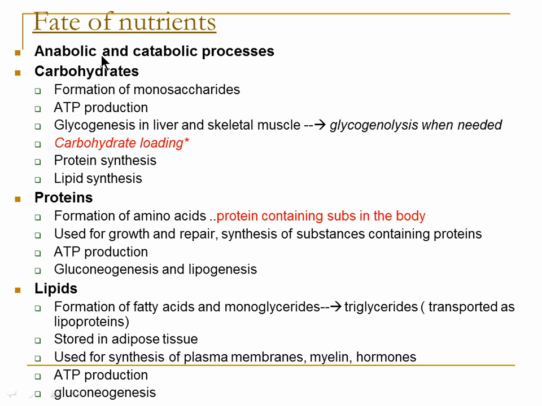So there are processes in the body which are breakdown processes and processes which are building processes. The word anabolic means to make something or synthesis. Or you'll often see the word genesis associated with it. And catabolic is breaking down.